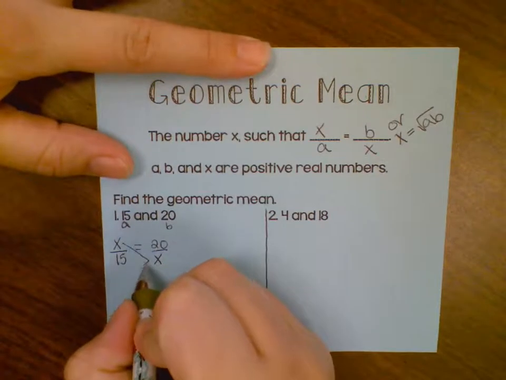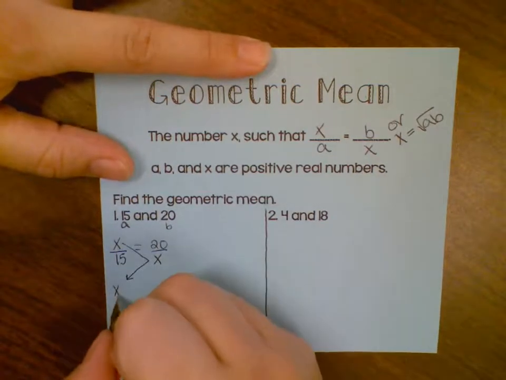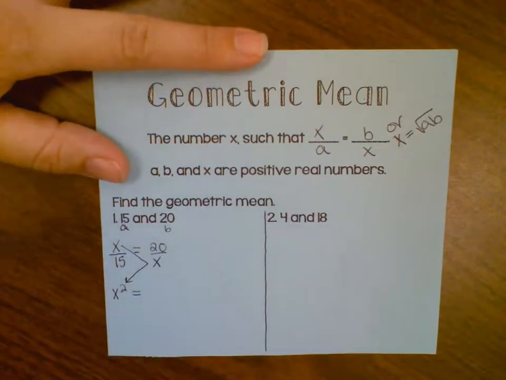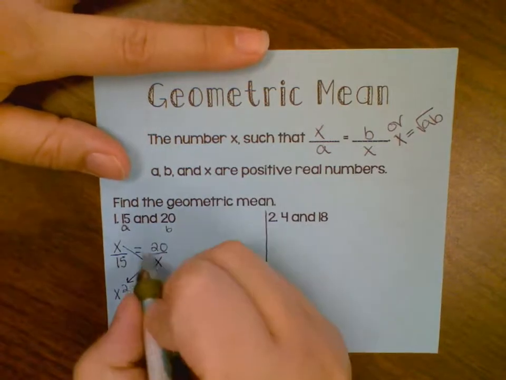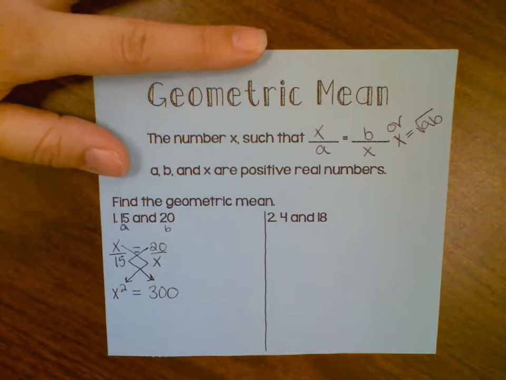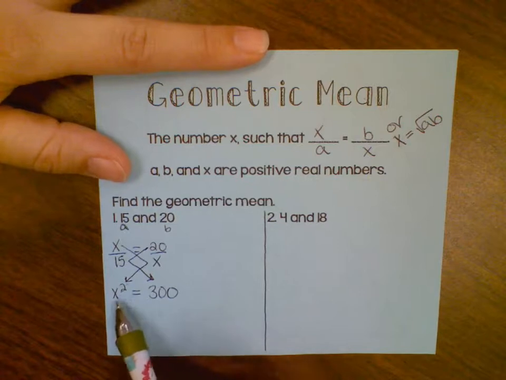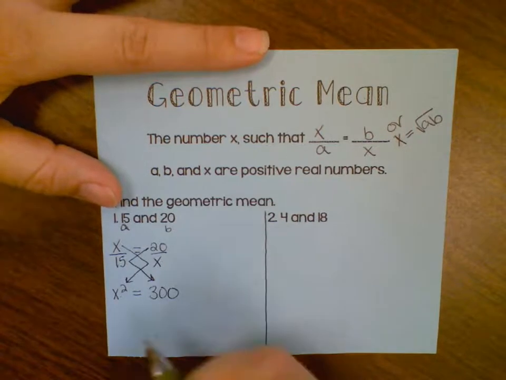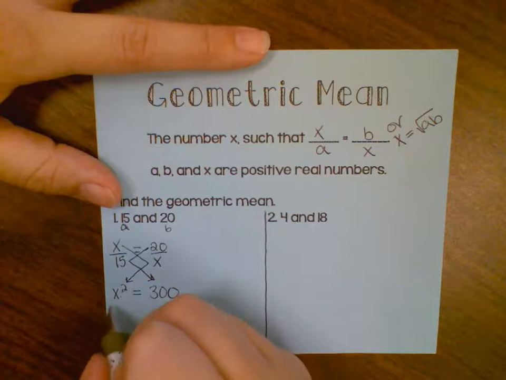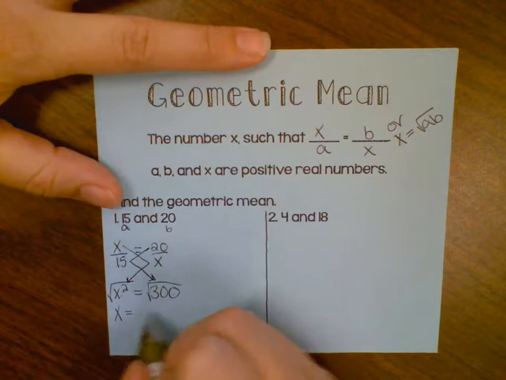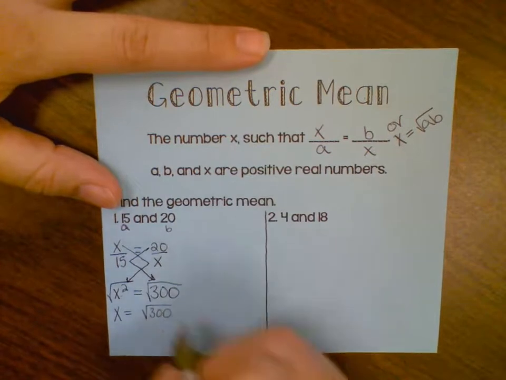So x times x is x squared. Remember, it's not 2x. When you times those, you're adding their exponents. And then 15 times 20 is 300. How do we solve a quadratic equation where it just has an x squared and a number on the other side? Very good. We take the square root. So to get rid of the squared, take the square root of both sides. So we'll have that x is equal to the square root of 300.